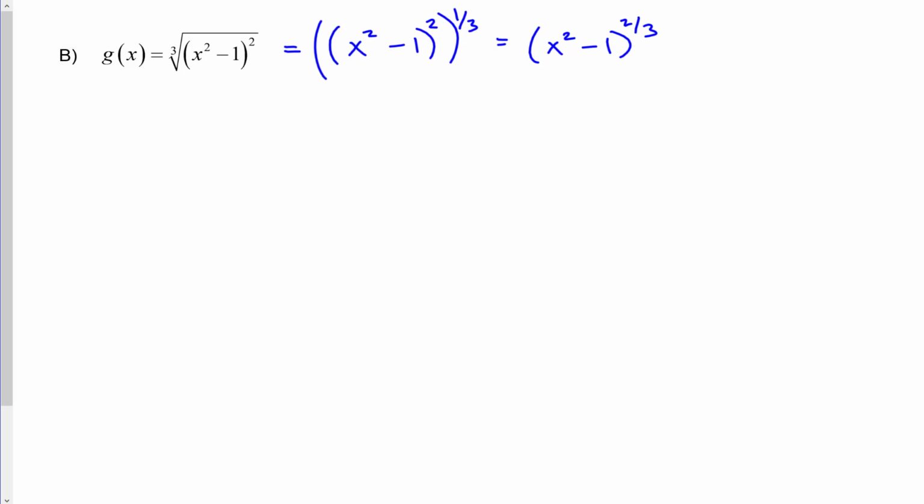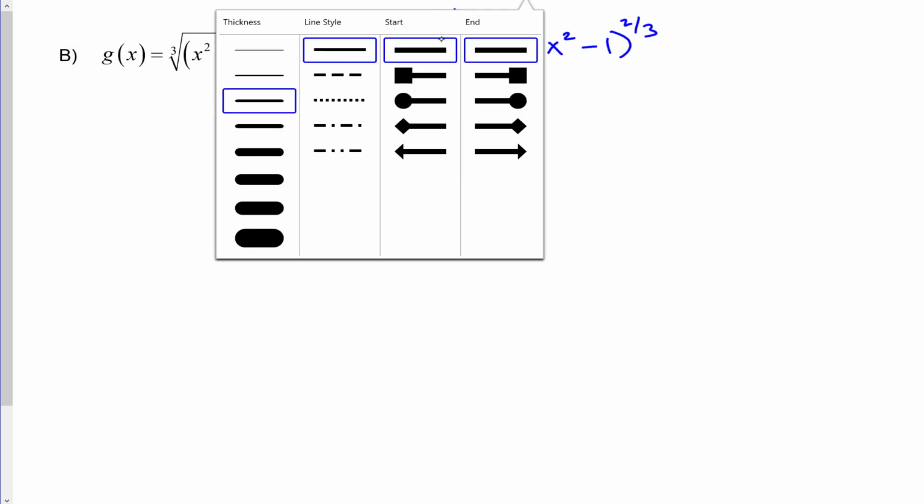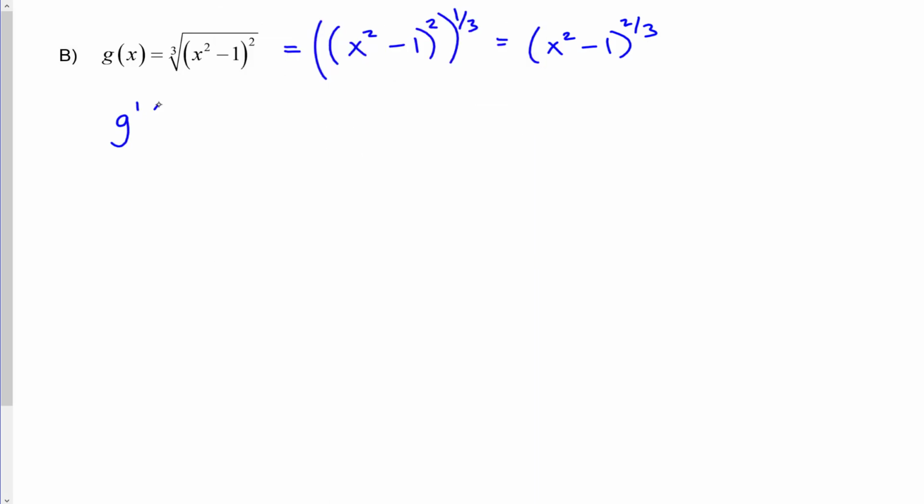Now, in order to find the derivative of g, I'm going to use the general power rule. So 2/3 is my exponent. It's going to come out front as a constant multiplier. I'll leave the inside part of this function alone and subtract 1 from my exponent. But keep in mind, 2/3 minus 1 would be the same thing as 2/3 minus 3/3, and we would get negative 1/3. Then we multiply by the derivative of the inside part, which is 2x in this case.